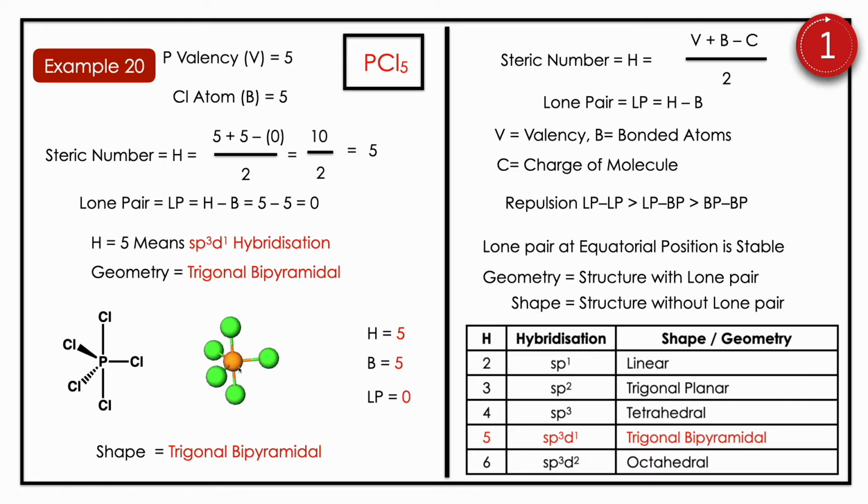Then example 20, PCl5. Phosphorus is the central metal atom. Valency is 5. Bonded atoms are chlorine, which is also 5. So steric number will be H equals 5 plus 5 minus 0 whole divided by 2, which is 10 by 2 gives 5. So lone pair will be H minus B, which is 5 minus 5 equals 0. H5 means sp3d hybridization, which gives geometry of trigonal bipyramidal, but no lone pair in the system. So geometry and shape are the same. So shape is trigonal bipyramidal.